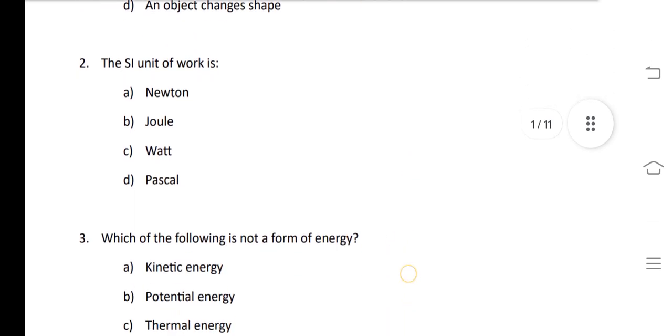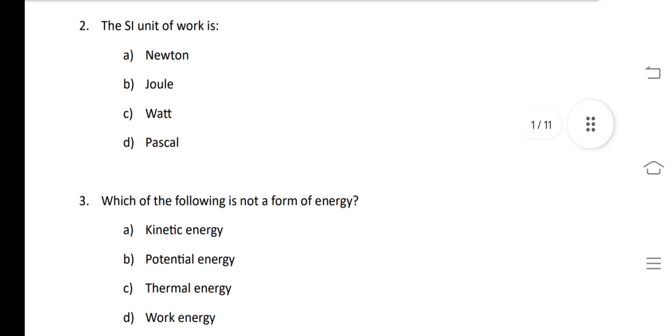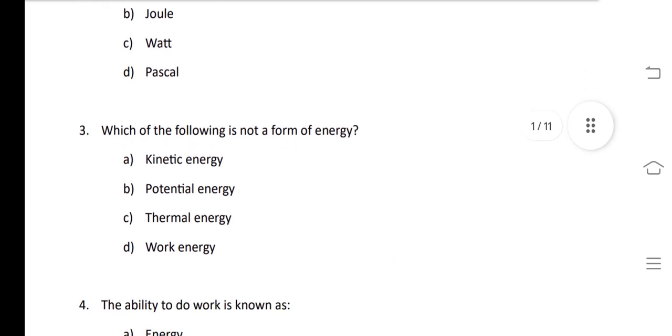Our second question is: SI unit of work is Joule. Whereas the Newton is the SI unit of force, Watt is the SI unit of power, and Pascal is the SI unit of pressure. Moving on to the next question, question number 3.